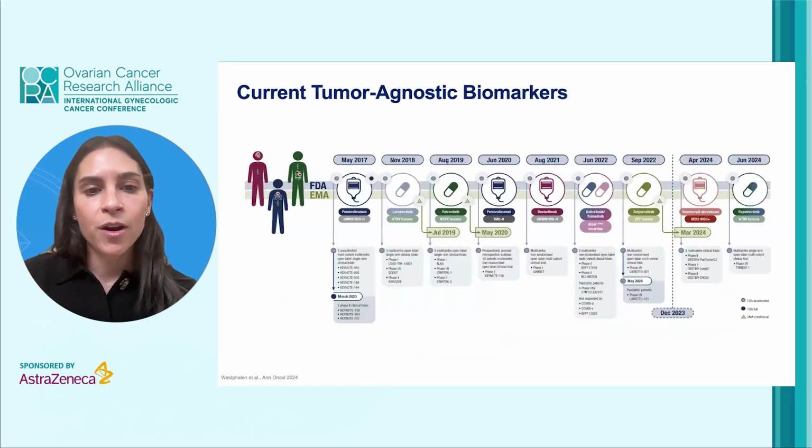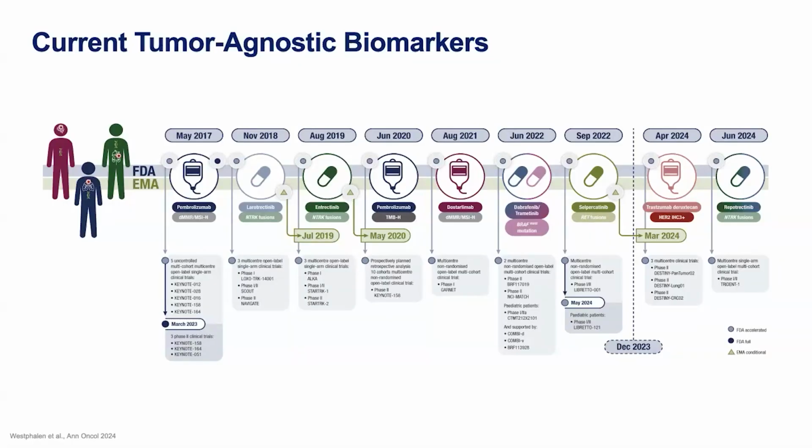So these are the current tumor agnostic biomarkers that have been approved to date. There have actually been several of them, as you can see. The first was pembrolizumab back in May of 2017. This is an immunotherapy, and it works by causing your immune system to actually see the cancer in a better way. It unveils the cancer to the immune system and allows your own immune system to attack the cancer.